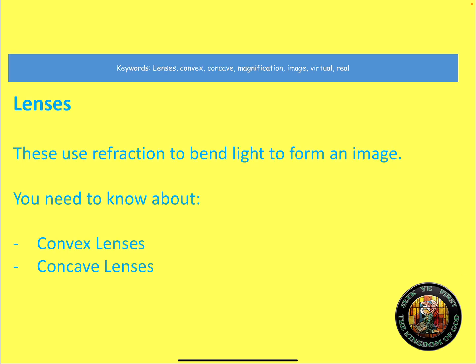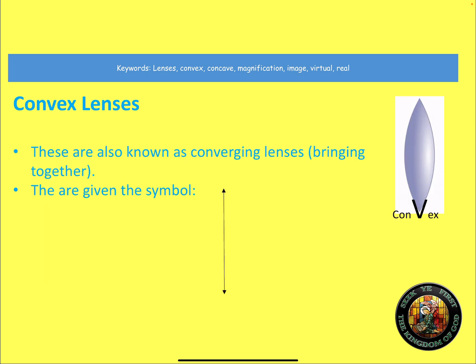Lenses are used to refract, that means bend, light to form an image. And we need to talk about convex lenses and concave lenses. So a convex lens is also known as a converging lens. It brings light together, and they're given this symbol. It's a line with the arrows pointing outwards.